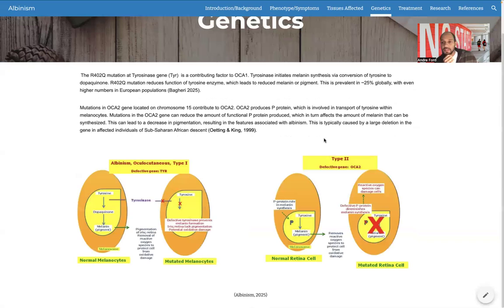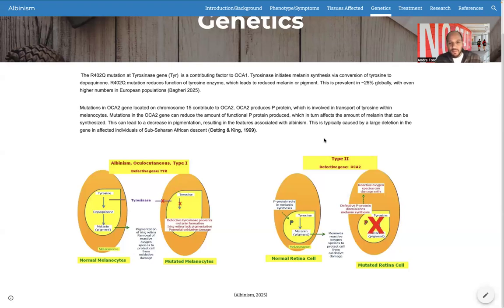As far as the genes that are at play with OCA1, the key gene is the tyrosinase gene, specifically the mutation on that gene, the R402Q mutation, which disrupts the tyrosinase ability to convert tyrosine to dopaquinone, sorry, which then produces the melanin pigment.